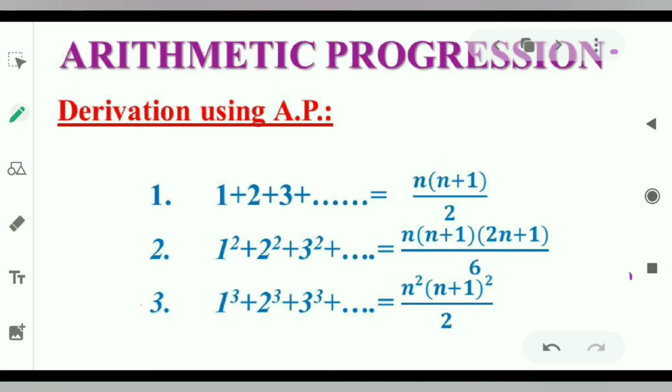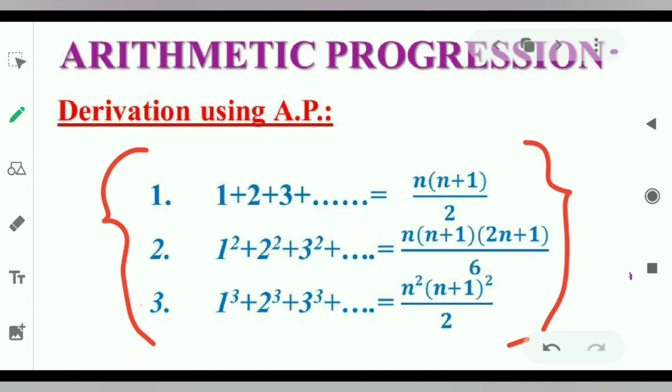Okay, you should not just mug up 1 cube plus 2 cube plus 3 cube is equal to n square into n plus 1 whole square divided by 2. It is not important. You have to realize you are reading the sum of cube of n natural numbers. Okay, here are the 3 derivations. If you want, please pause the video and note it down. Okay, let's read it one more time and get into the geometric progression.